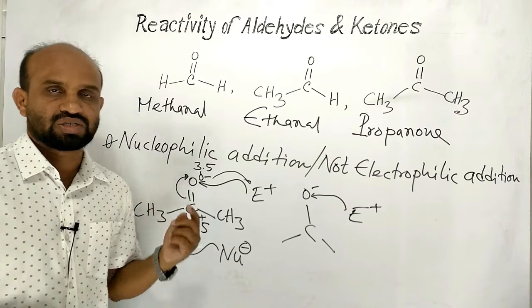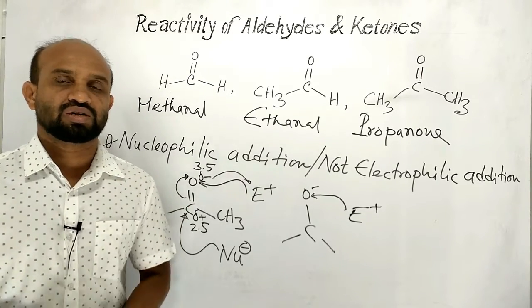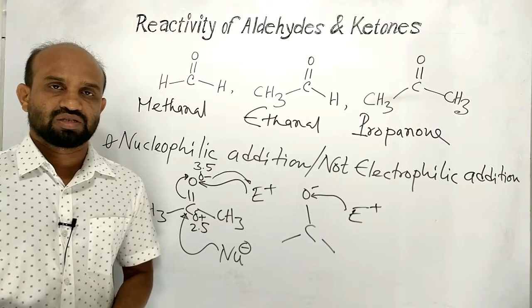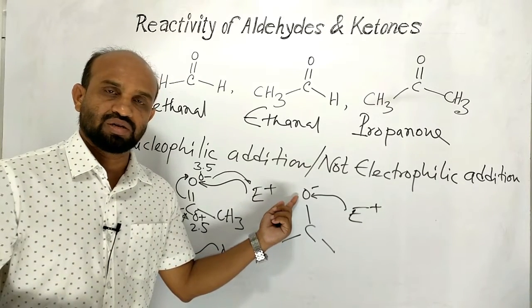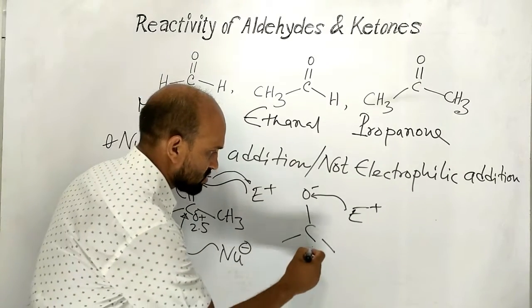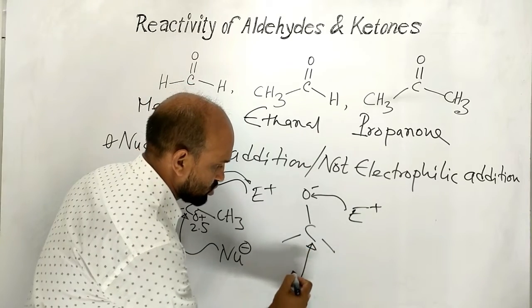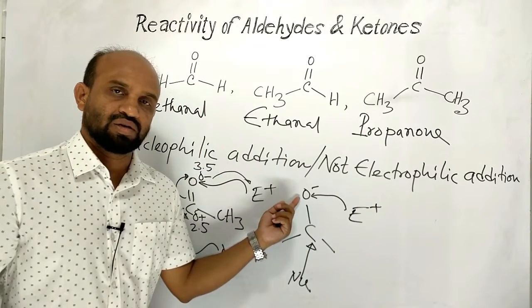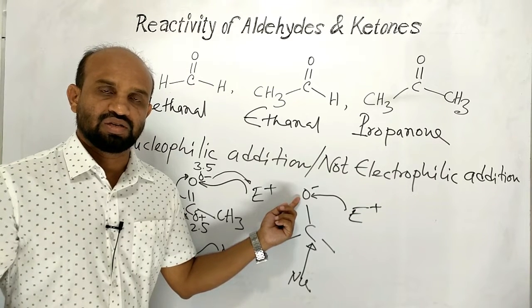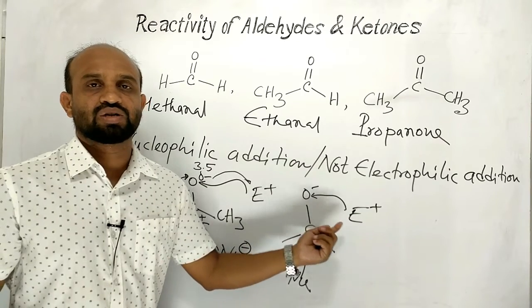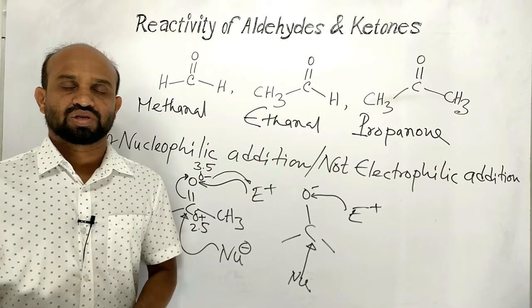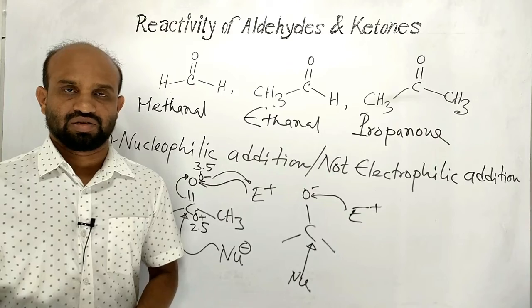of oxygen. Oxygen is not willing to donate electrons to electrophile in the first step, but in the second step, electron density over the oxygen increases because carbon bonds to nucleophile. Then over oxygen, electron density increases. That is why this oxygen now can donate electrons to electrophile. That is why it is said that carbonyl compounds undergo nucleophilic addition reaction.